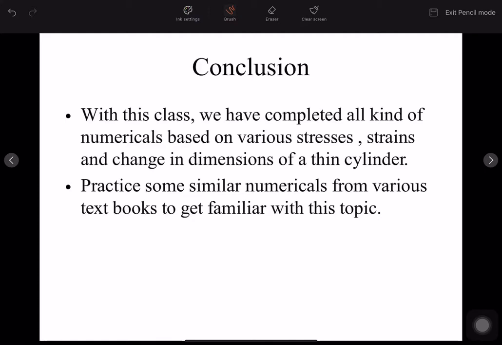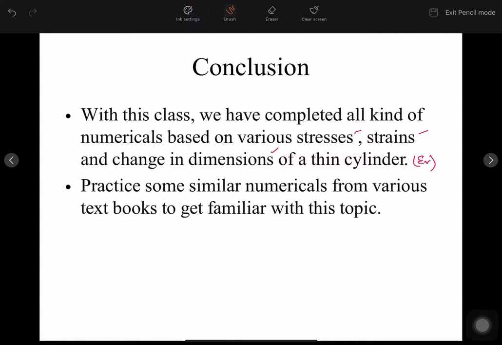We have seen each and every concept, and also we have solved various numericals covering every concept in this topic. So conclusion, with this class we have completed all kinds of numericals based on various stresses, strains and change in dimensions of a thin cylinder, and we have solved some volumetric strain numericals also.